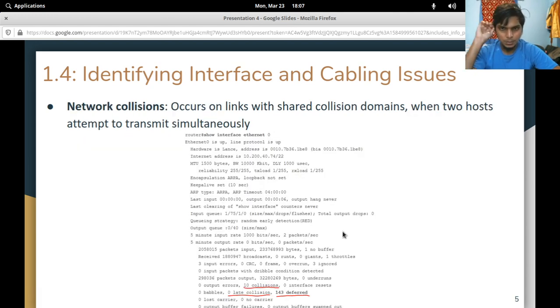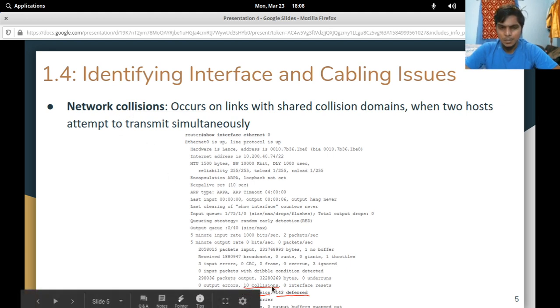Okay, so here are some examples. Network collisions are one common interface and cabling issue. Network collisions occur on links with shared collision domains when two hosts attempt to transmit simultaneously. Last class, and I believe the class before as well, we went over a lot of discussion on what collisions are and how we largely mitigated those problems in modern day networks with switches as opposed to hubs. But you'll see here it still happens.